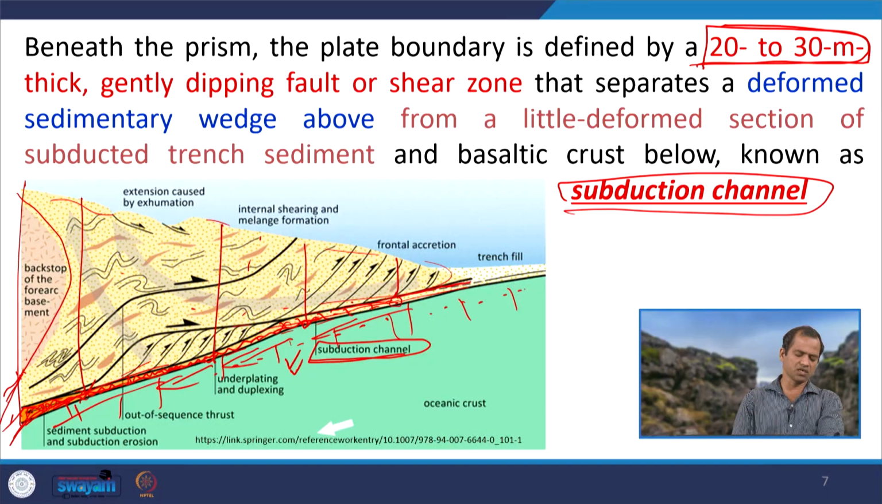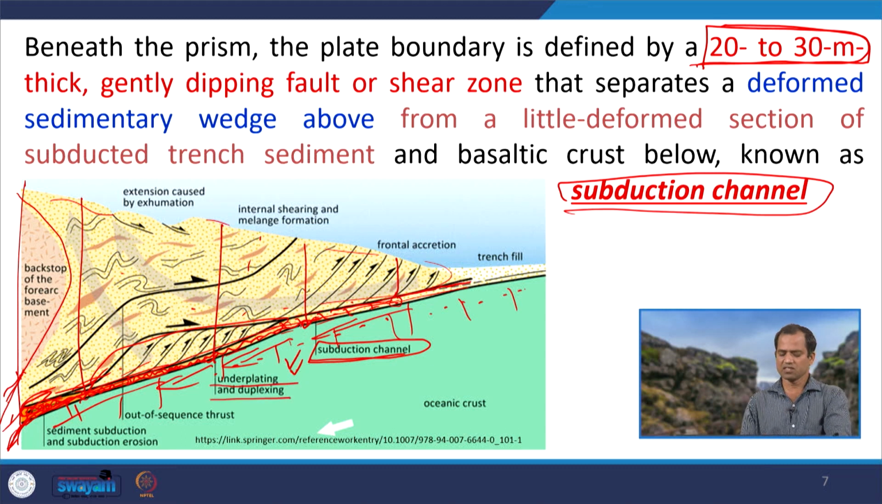So, as a result, what is happening? The sediment which is going down is not going down very easily. Part of it is welded to the lower part of the accretionary prism, and part is going down into the asthenospheric system. This addition of material at the lower part of the system is called underplating or duplexing.